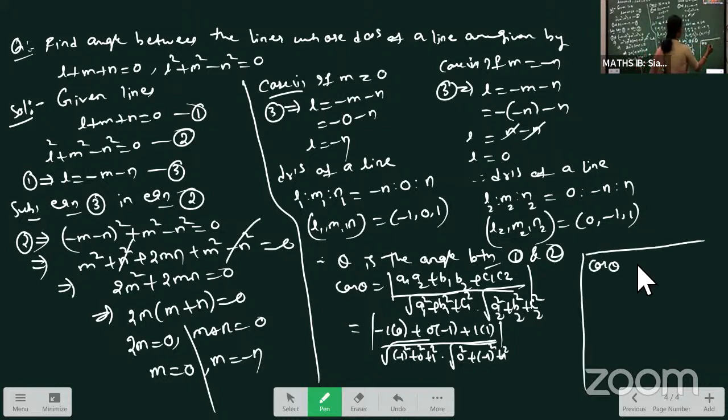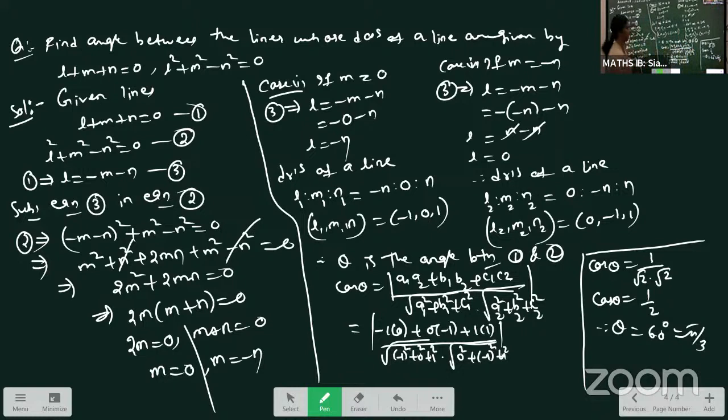Cos theta is equal to 1 by root of 1 square plus 1 square. 1 plus 1 is 2. Again 1 square plus 1 square, 1 plus 1 is 2. So root 2 into root 2 is 2. Cos theta is equal to 1 by 2. Therefore, cos of which angle is 1 by 2? 60 degrees, or you can write pi by 3 also. Theta is equal to 60 degrees. So the angle between the given lines is theta equal to 60 degrees. Most important question it is.